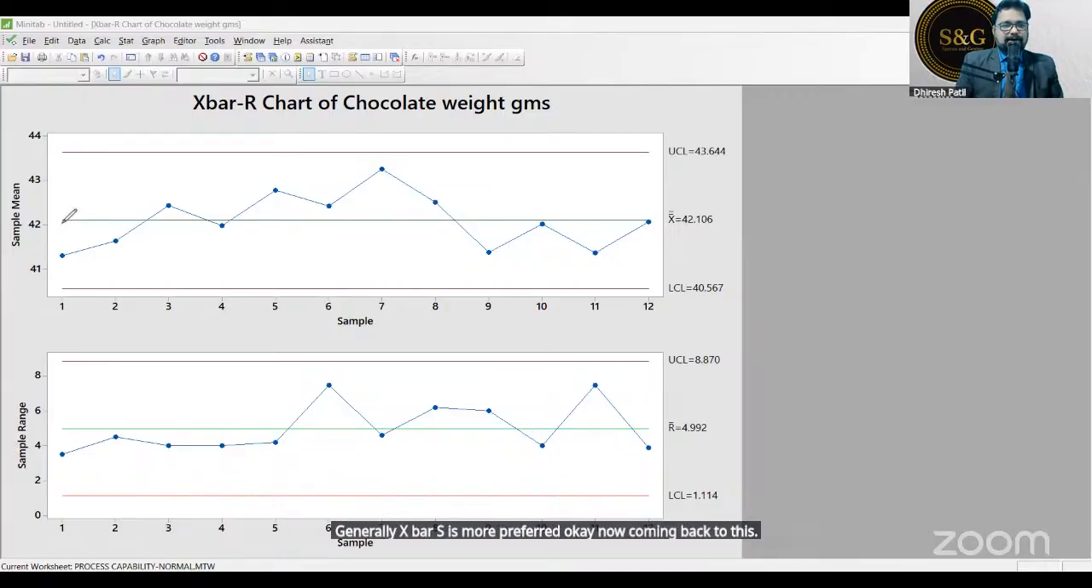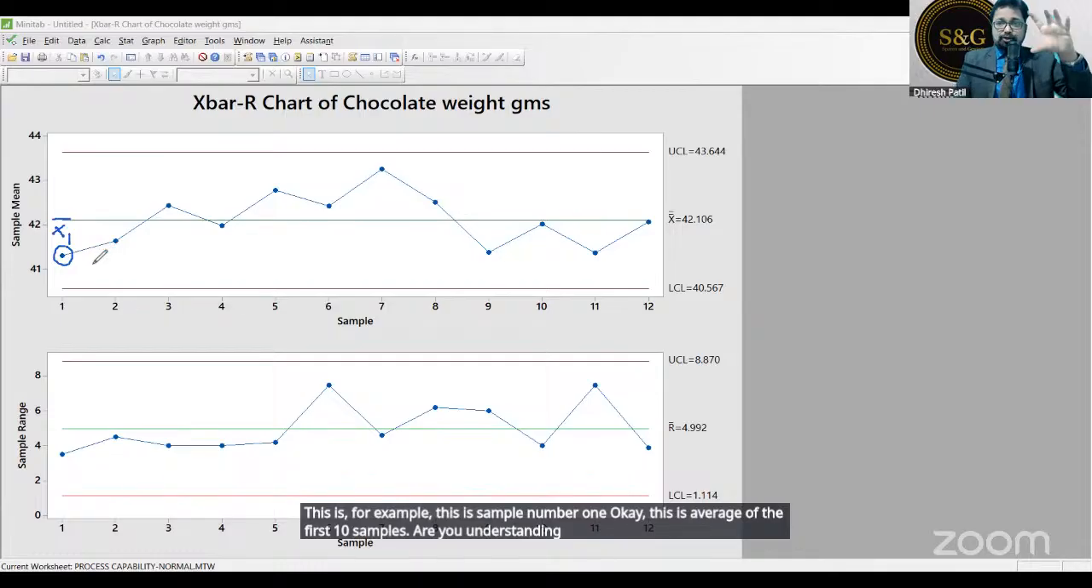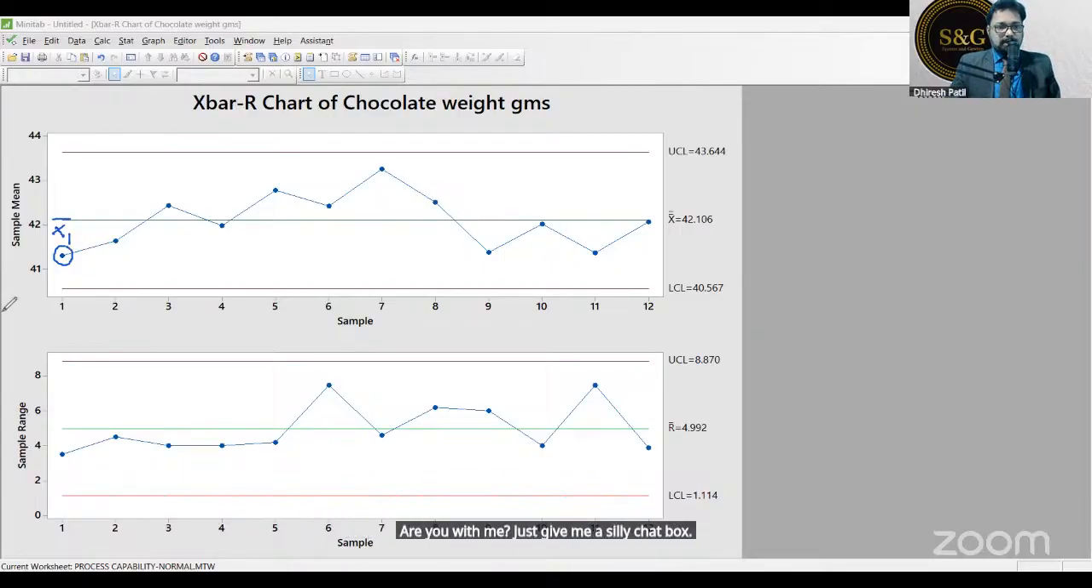This is, for example, sample number 1. This is the average of the first 10 samples. Are you understanding? Are you clear? So I took the average of the first 10 chocolates, and that will be this data point. Are you with me? Just give me yes in the chat box. If I put a cursor, it shows sample 1 and the mean is 41.32.